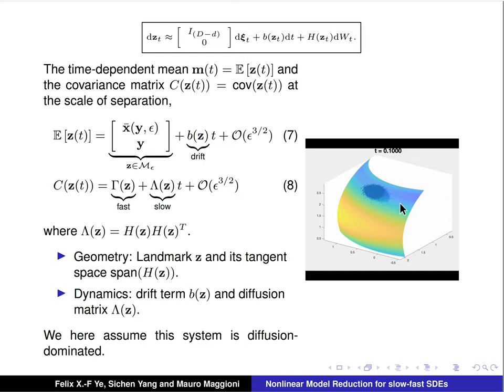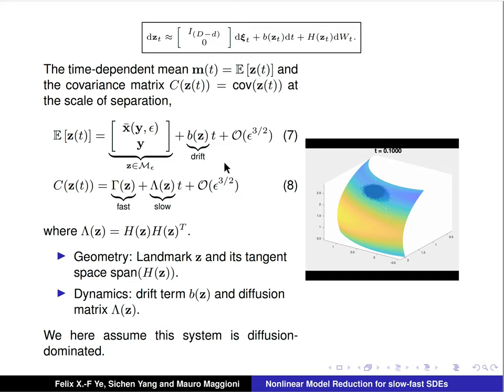That r direction is the fast mode. On the other hand, the theta and the phi are the slow modes, and they start to grow slowly and diffuse out slowly along the theta and the phi directions. So that's how we generate these. What we are going to do is utilize these short trajectories by taking the time dependent mean and the time dependent covariance matrix, m(t) and C(t), also up to the scale separation.